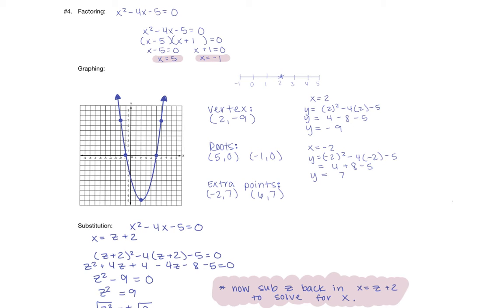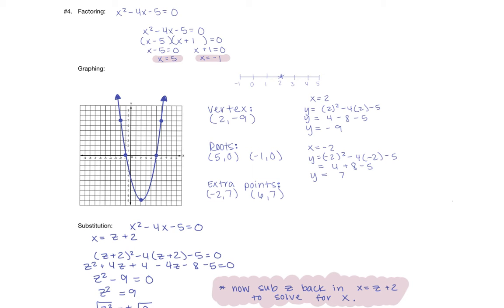So then I get y equals 2 squared minus 4 times 2 minus 5. And then I get y equals 4 minus 8 minus 5. So then y equals negative 9. So when x is 2, y is negative 9. And then I go ahead and plot that point.